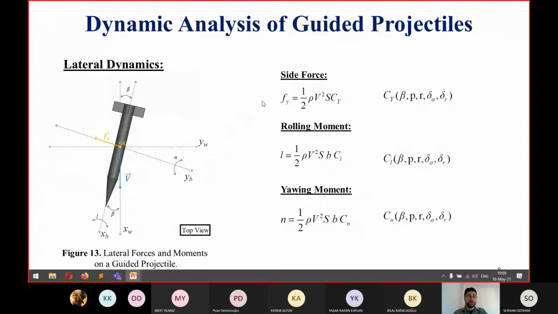Now I want to talk about lateral dynamics. In lateral dynamics, we have one force and two moments: side force and rolling and yawing moments. We also have some coefficients here, and they are also dependent on side slip angle, rolling and yawing rate, aileron, and rudder deflection angles. These aerodynamic coefficients are determined by CFD analysis, wind tunnel test, and live flight test.